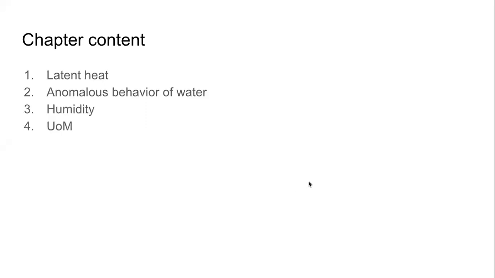When I studied the chapter, I see these main points. First one is latent heat. We will cover this today. Second one is anomalous behavior of water. Third one is about dew point and humidity. Fourth one is unit of measurement. How do we measure heat? And fifth one, I think it's the last one. Yes, fifth one is heat capacity. These are the five different points that I see.